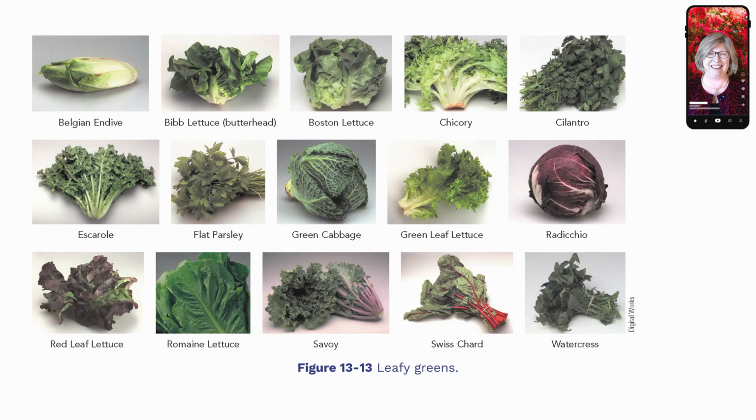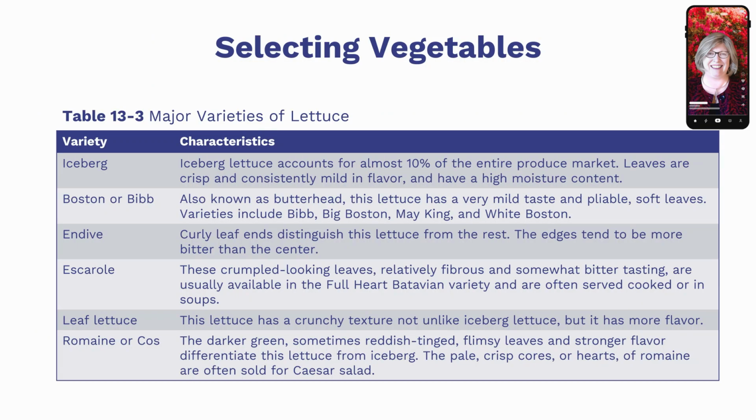Figure 13-13 shows an array of leafy greens. Some of the major varieties of lettuce are iceberg, Boston or Bibb lettuce, endive, escarole, leaf lettuce, and romaine or Cos lettuce. The characteristics are listed here. This is table 13-3 in your textbook.